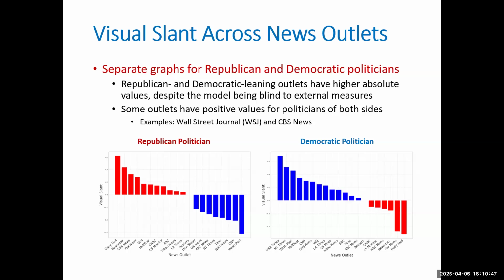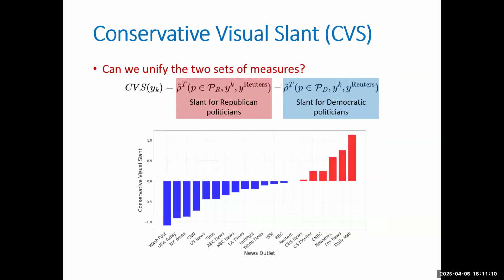Again, there are a lot of differences. You have to keep remembering all of those, but for example, Wall Street Journal is positive here and positive here. Now we think about that measure, like I mentioned earlier. Let's take the number every outlet has on Republican politicians and subtract it from the one on the Democratic side. It gives us a unified measure, and this is what we define as conservative visual slant. This is just one measure for the news outlet.